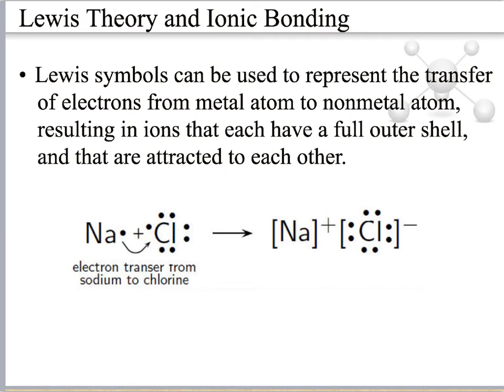You can also show the formation of sodium chloride quite easily using Lewis structures. So the Lewis structure for neutral sodium has 1 valence electron, so there's only 1 dot, and neutral chlorine has 7 valence. Then you would use an arrow again to show that sodium donates its valence electron to chlorine.